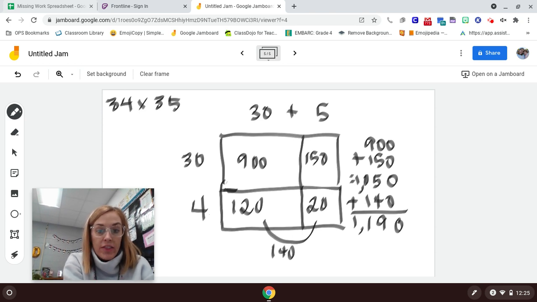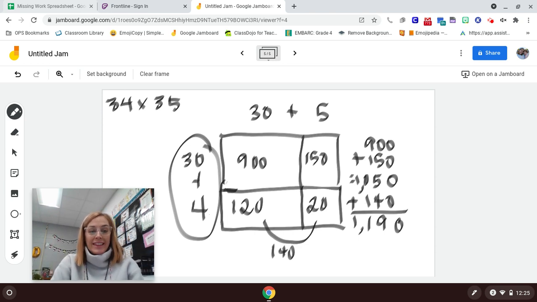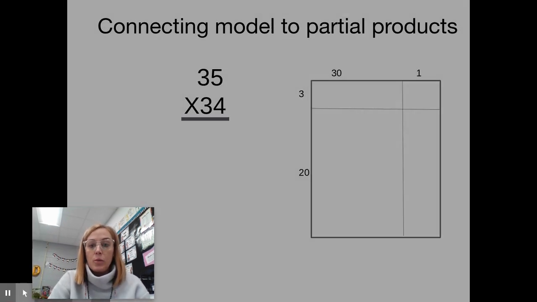See how here I broke 35 apart into 30 plus 5. And here on this side, I'm breaking 34 apart into 30 plus 4. And this is where that box method, that I like to call it, comes into play, because we're using our boxes to try to figure out the partial products so that we can solve the bigger problem.